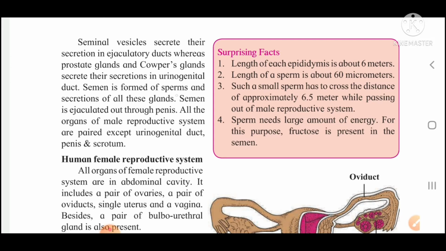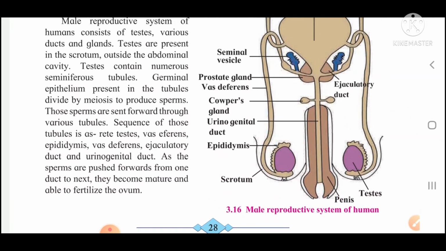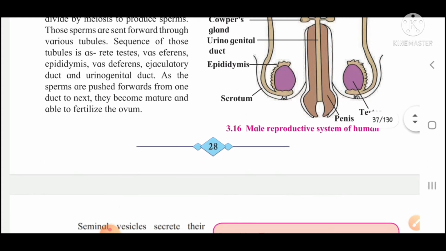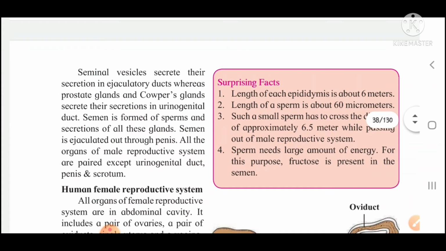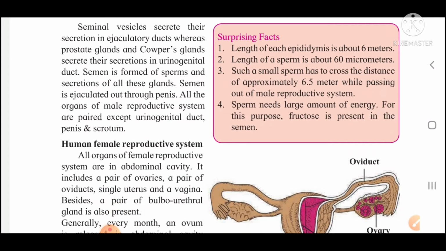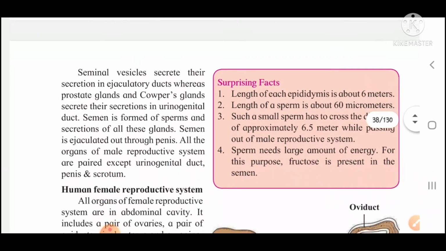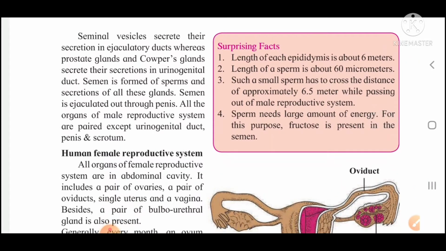Semen is a form of sperm and secretion of all these glands. देखिए ये सबके secretion की वजह से semen form होता है. Seminal vesicle, corpus gland and prostate gland, इन सबके secretion की वजह से semen तैयार होता है, ठीक है. Semen is ejaculated out through the penis. Finally this semen comes out from this penis. Semen is ejaculated out through the penis.